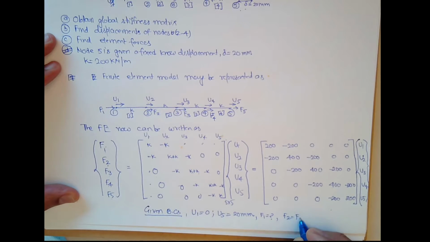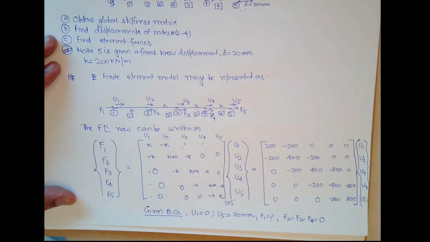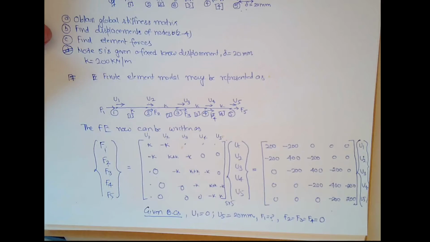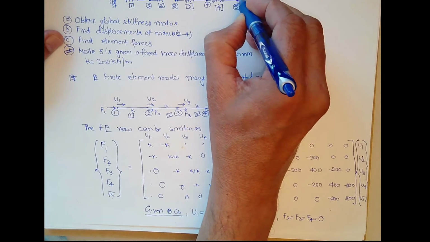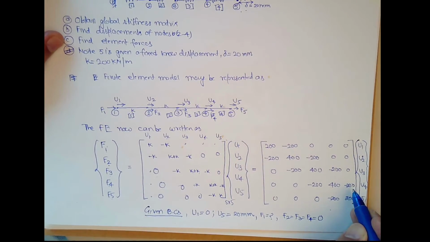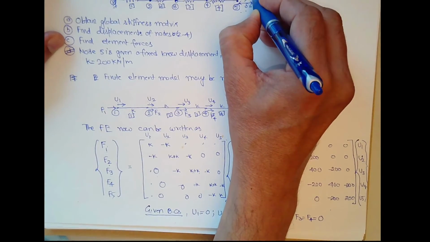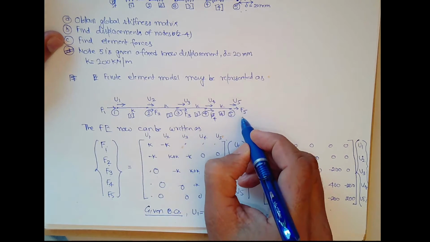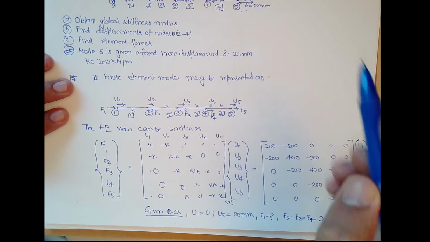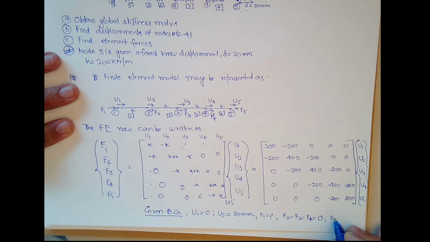But F2 equal to F3 equal to F4 is 0, because no external force at those nodes is given. Because there is a force being applied here, we call it F5. So this F5 is non-zero. That's why there's a deflection of 20 mm.